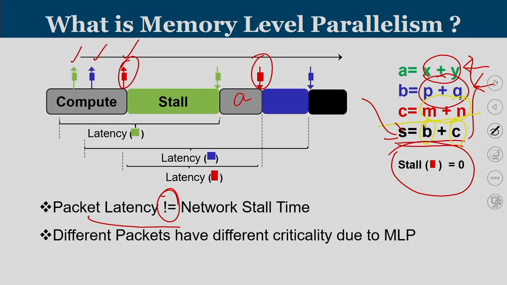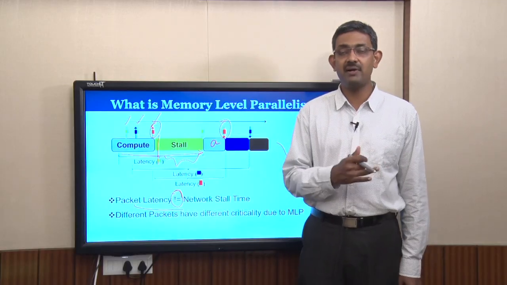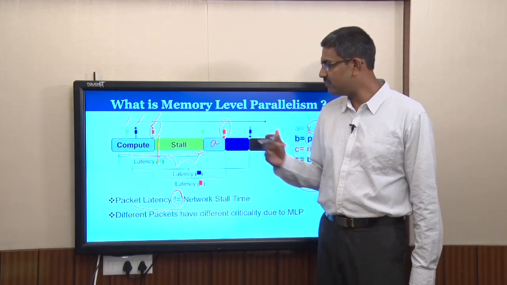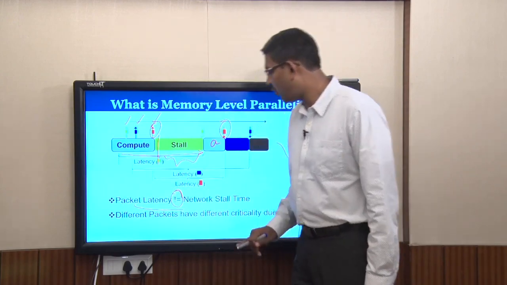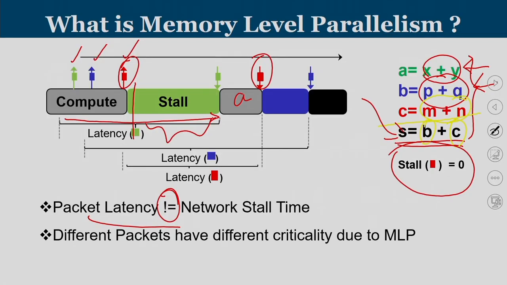You can see that even though the green has started at this point, this is going to be the latency of the green packet, but the processor is waiting only this much time for the green packet. The remaining time, the processor is still in the computation phase. So just because you have a cache miss, the processor need not be in the stalled condition. The processor may be still working on some other data which is independent of the missed data. That is what we can see, that the packet latency component is not equal to network stall time when we have a non-blocking cache and an out-of-order superscalar processor.